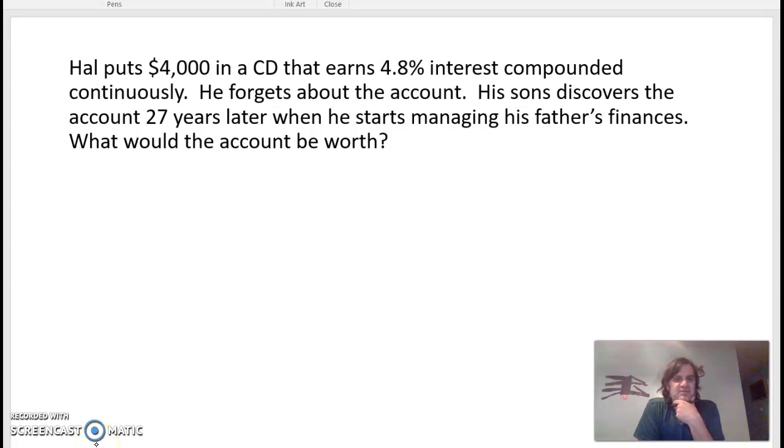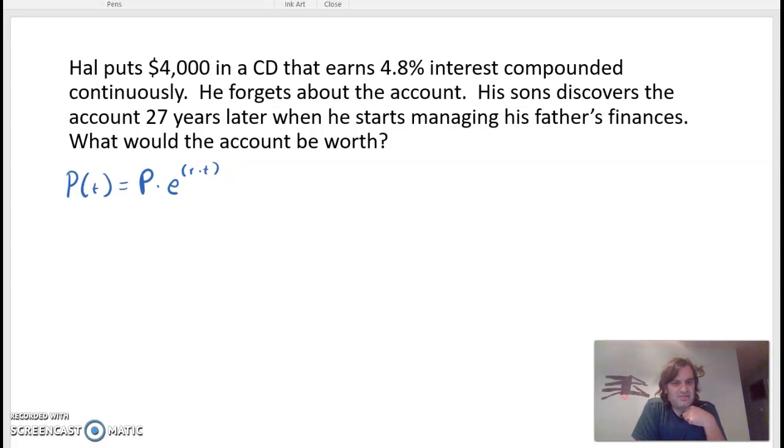Hey, it's Mr. Allred. We've been doing exponential functions. We've talked about recently interest functions and the continuous interest function. So just to remind you what that looks like, it is P of t equals P times e raised to the r times t.